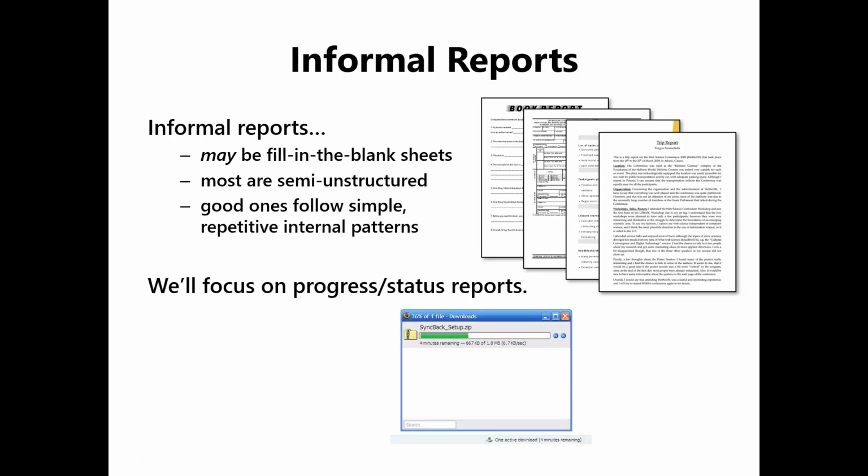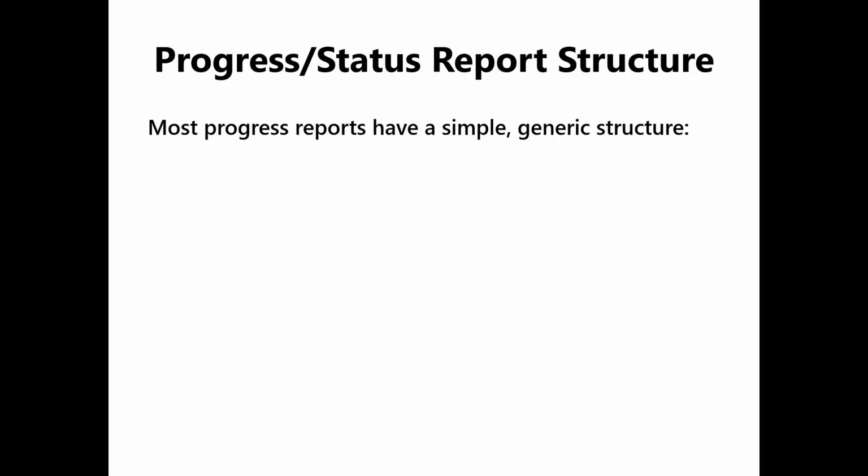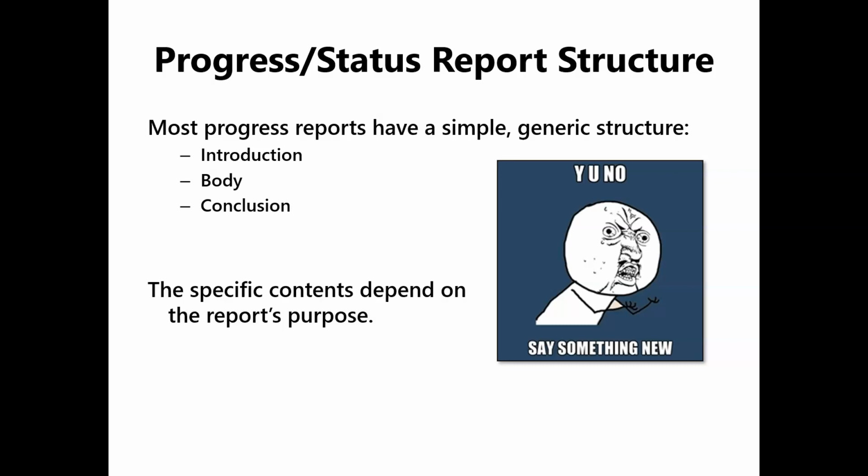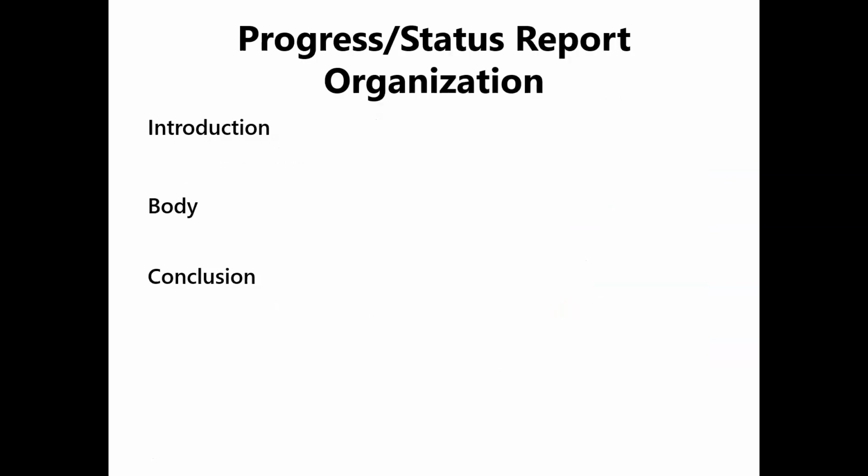And in particular, we follow simple and repetitive internal patterns when we talk about progress and status reports. So let's talk about doing that. We're going to talk about structure, organization, and schedules, and visual representations. So when you structure a progress or status report, you're going to follow a basic structure: introduction, body, and conclusion. And you've probably heard this advice before. It's not really a big deal. But here's the deal. The specific contents that you put in these things are going to depend on the report's purpose. Let's focus on explaining how this works.